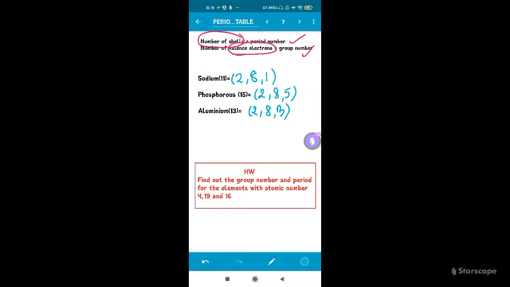Yeah. So now let's see the number of shells and let's predict their period number. So as you can see in sodium there are 3 shells, 1, 2, 3. So the period number is 3. Similarly in phosphorus there are 3 shells, so the period number is 3. Aluminium also has 3 shells, so its period number is 3. So let us just check it out if you are correct.